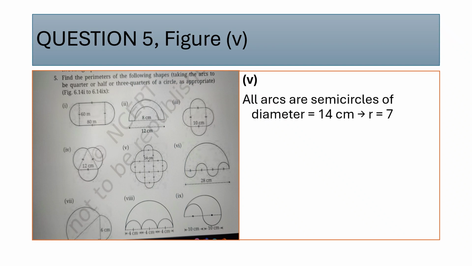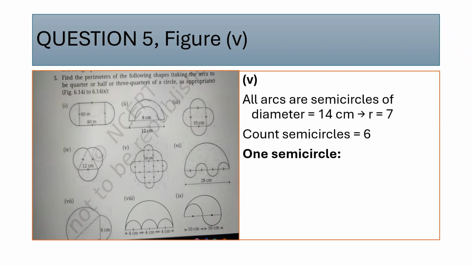Now here if you see, all arcs are semicircles of diameter. Now what is the diameter mentioned here? It is 14 centimeter. So first thing what you have to do, children, you need to calculate the radius, which is 7. Now how many semicircles do you see? We have just counted. You will find 6 semicircles.